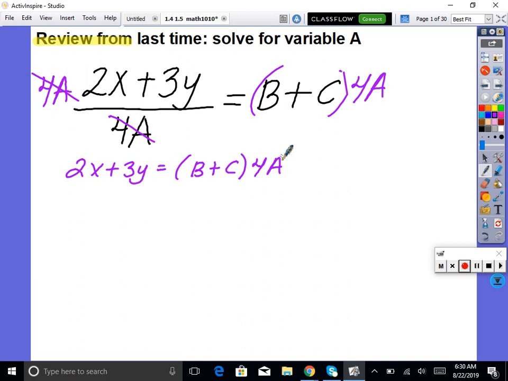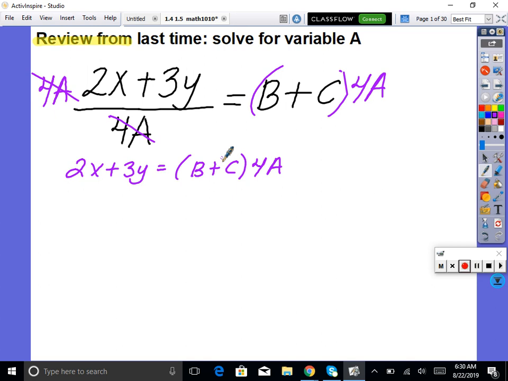Now don't be that person then that distributes because that's what feels natural. Keep your goal in mind. I am trying to get a all by itself, correct? So it would not make sense to distribute because then we have two a's and we only want one a, don't we? To solve for the one a. So what would be our next step?